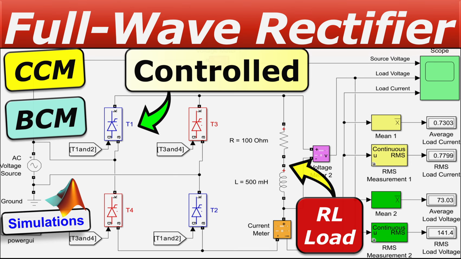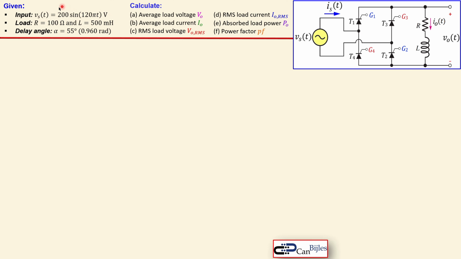We have an input voltage again, 200 sin(100πt). So the frequency is 60 Hz and the amplitude of our source is 200 volts. The load will be a series RL, a 100 ohm resistor and a 500 millihenry inductor. So that's actually shown here.